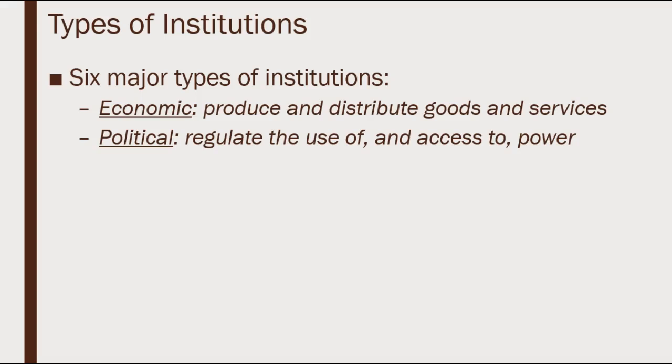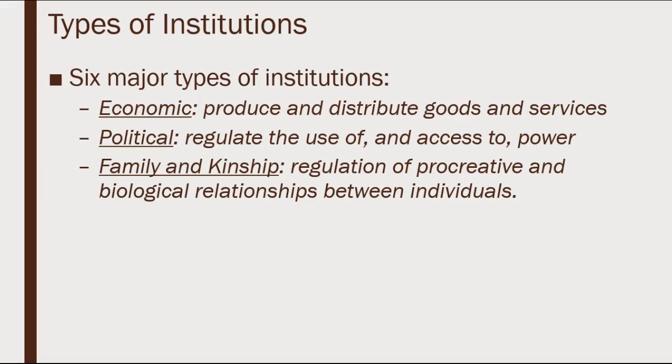The second is political. And these are the institutions that regulate the use of and access to power. Political institutions also deal with the control of the use of force within a society and the rules and regulations that people must follow. So think of institutions where laws are made and where laws and agendas are enforced.